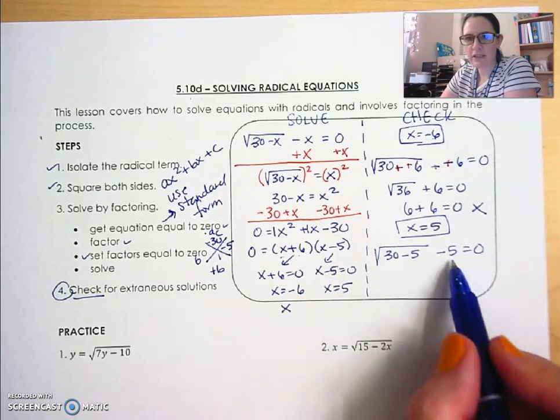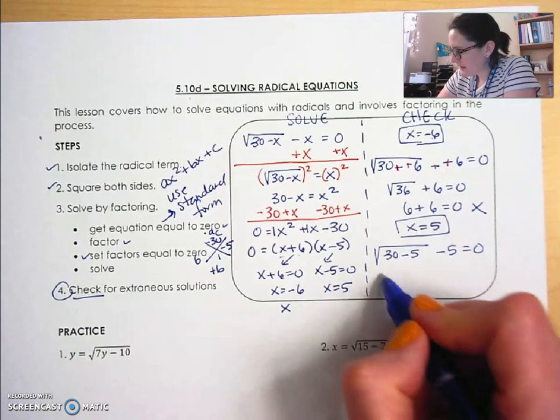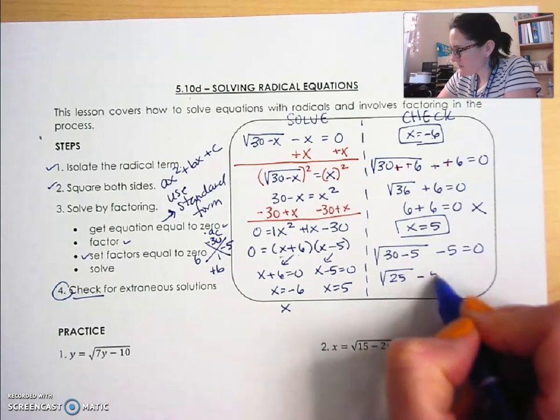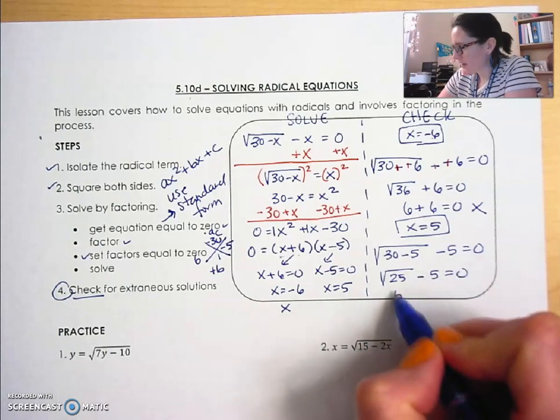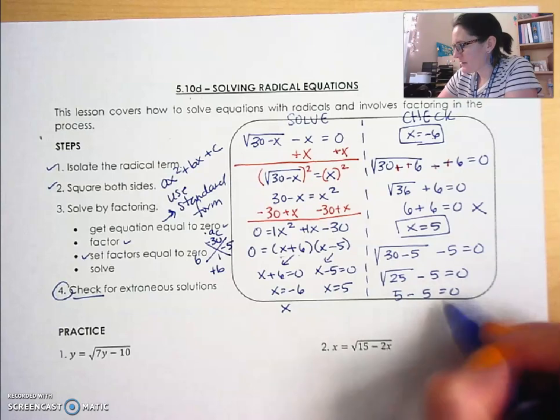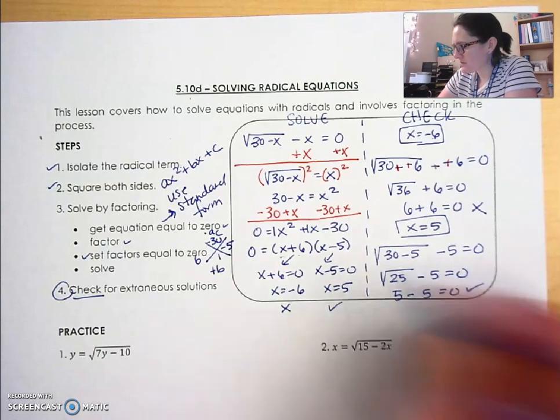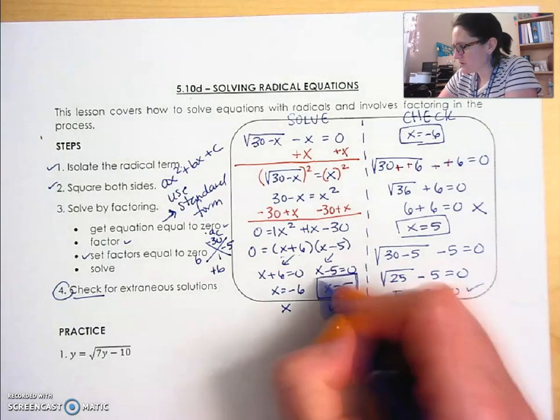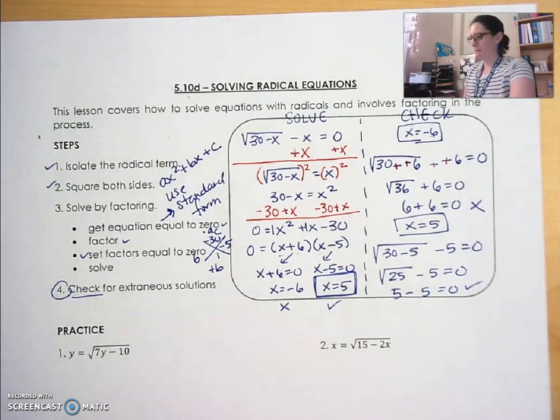So I plugged 5 in for the x's. In the radical, I have now 25, and the square root of 25 is 5, and it is true that 5 minus 5 is equal to 0. So I have one solution to this equation.